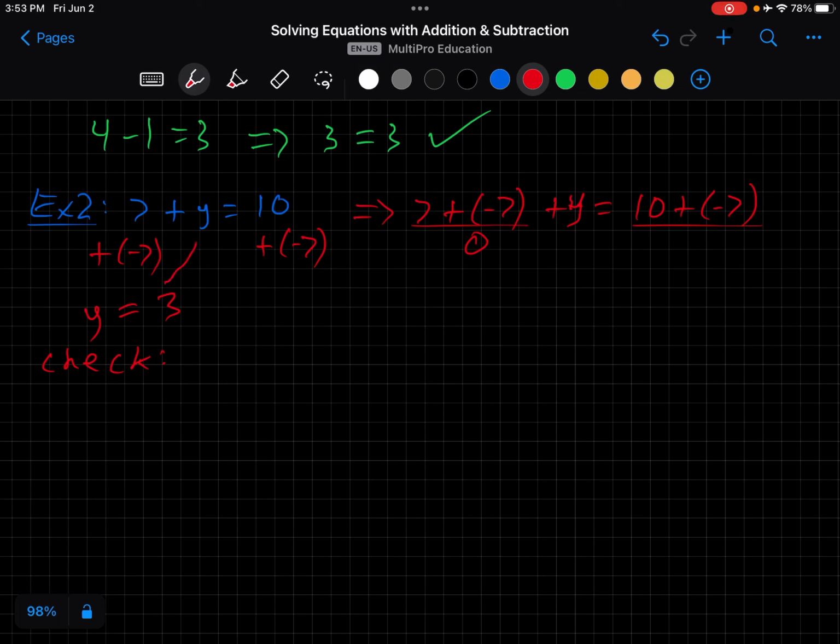So let's plug in y of 3 in here. So 7 plus 3 is equal to 10. So 7 plus 3 is 10, is equal to 10.